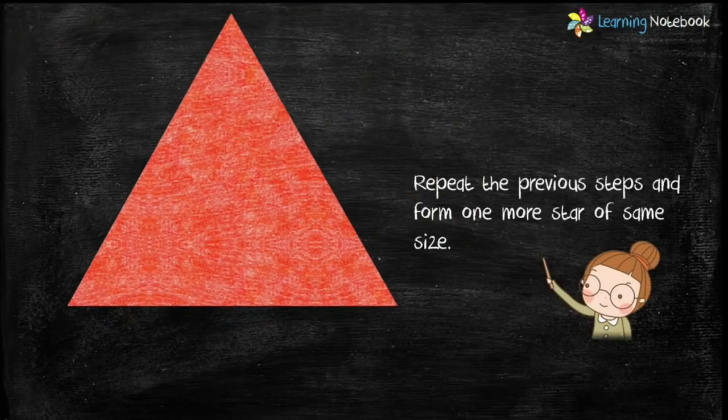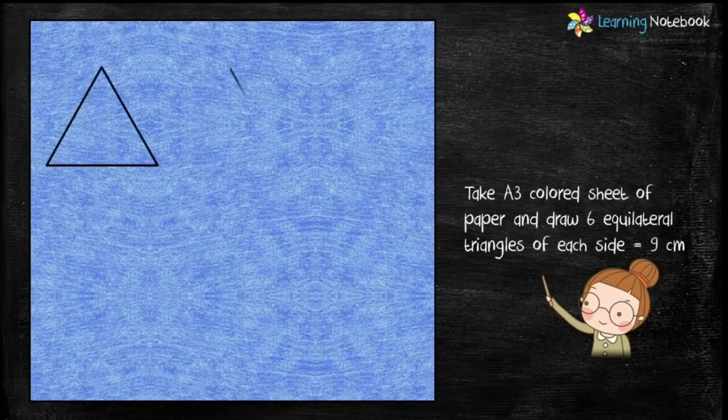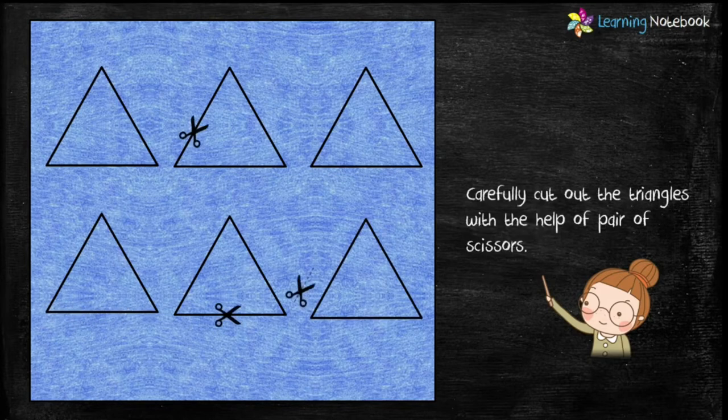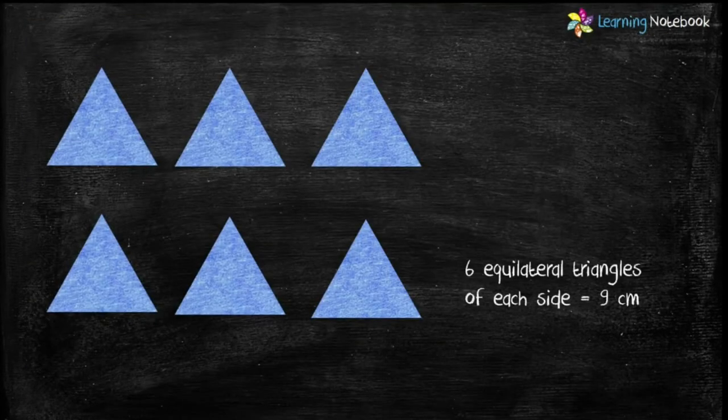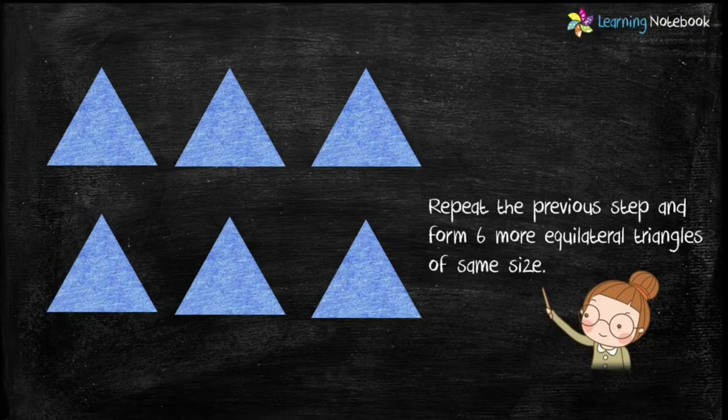Now students, repeat these previous steps and form one more star of same size. So, in total, we have created 4 equilateral triangles to form 2 red stars. Now, take another A3 colored sheet of paper and draw 6 equilateral triangles with each side equals to 9 cm. Then students, carefully cut out these triangles using pair of scissors. Now we have 6 equilateral triangles of each side equals to 9 cm. But we need 12 equilateral triangles. So students, repeat this previous step and form 6 more equilateral triangles of same size.